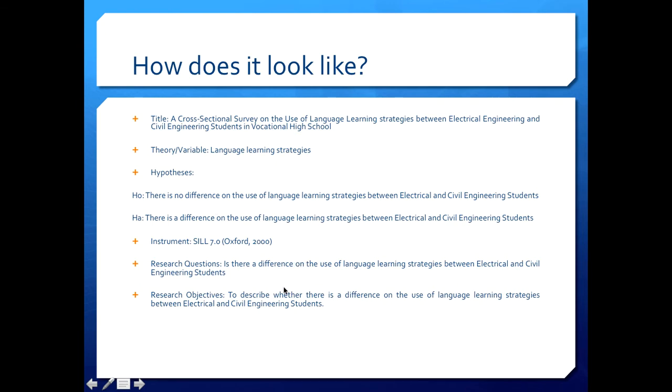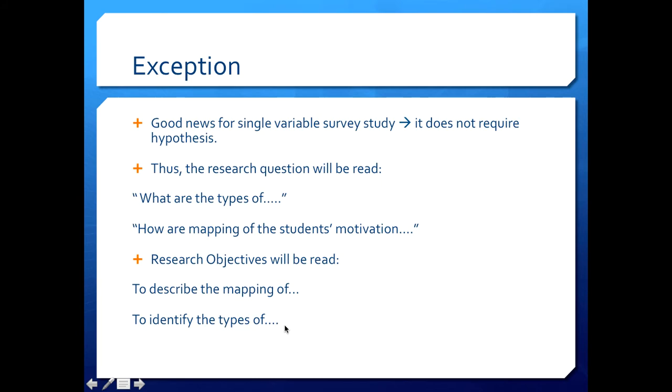Okay, so correlational and cross-sectional studies that use two variables are going to look like this. But how about the students who have only one variable in their survey study? The good news is that it does not require a hypothesis because it has an aim to only identify and map. So that is why the research question will be, what are the types of, and then how are the mapping of.